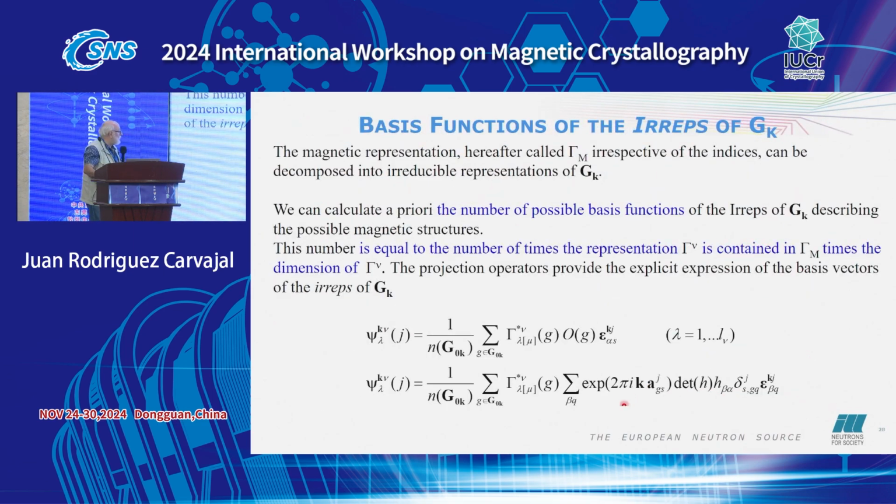Then you can also calculate the basis functions of the irreducible representation of GK, just using the projection operators, as in the formula we saw before for a general case. Then we can apply that, and the basis vectors are calculated exactly using this particular formula, which is complicated, but can be programmed very easily, and then you get the basis vectors.